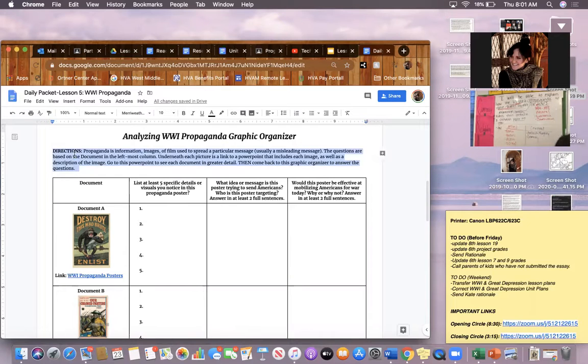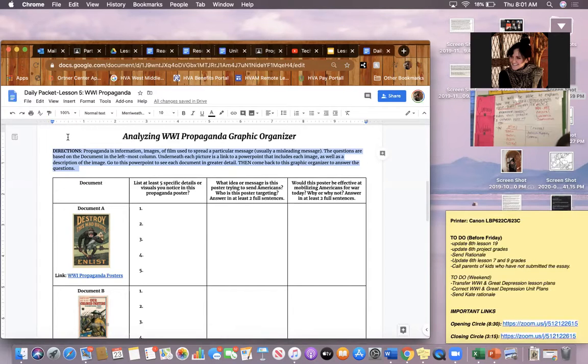Directions. Propaganda is information, images, or film used to spread a particular message, usually a misleading message. The questions are based on the documents in the leftmost column. Underneath each picture is a link to a PowerPoint that includes each image, as well as a description of the image. Go to this PowerPoint to see each document in greater detail. Then come back to this graphic organizer to answer the questions.